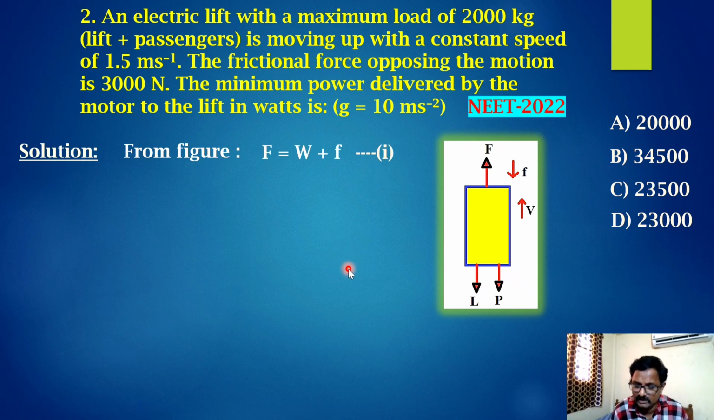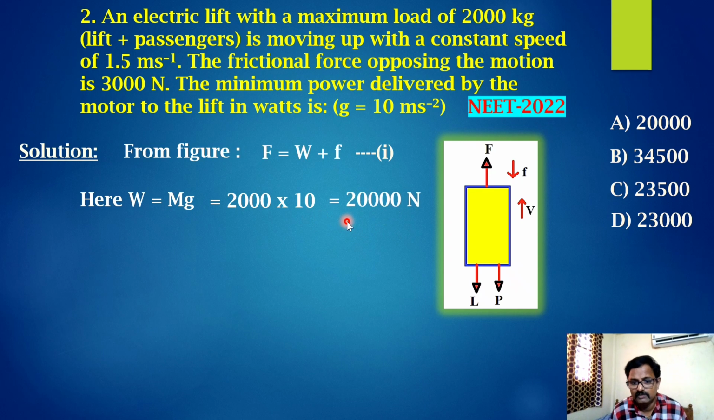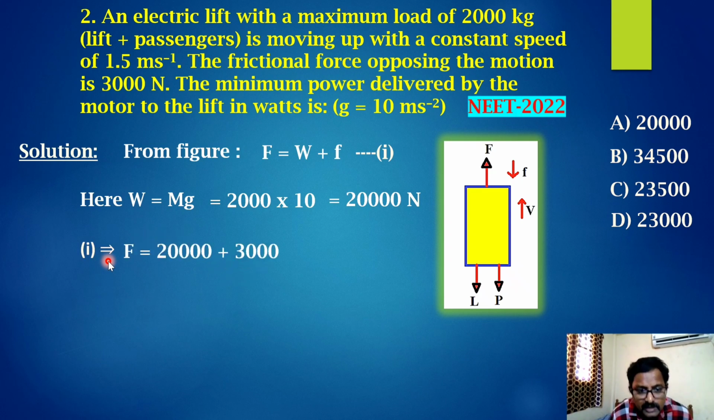That is equation 1. Here W means mg, where m is 2000 and g is 10. So we got 20,000 Newton. We can substitute in equation 1: in place of W, 20,000, and frictional force 3,000. So we got F is equal to 20,000 plus 3,000, that is equal to 23,000 Newton.